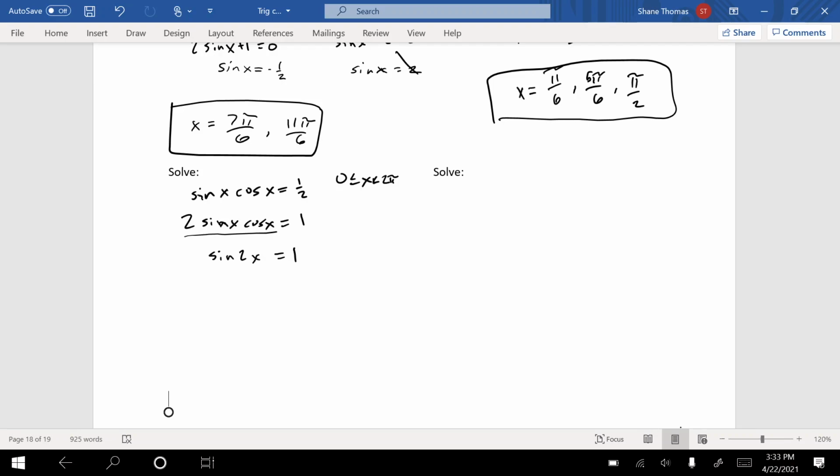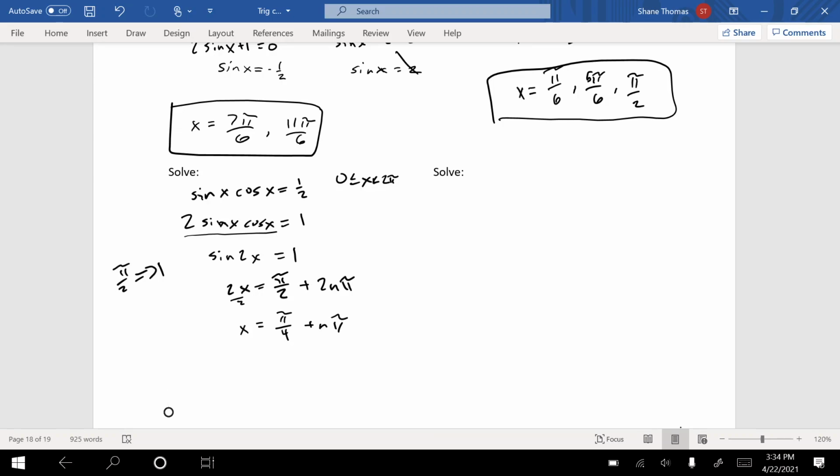Now I have that multi-angle, kind of like we talked about back in the second or third problem we did from this lesson. So this brings me to a point that I know sine is equal to 1 at pi over 2. Okay, so I'm going to keep that same concept. At this time, though, I'm going to get 2x equals pi over 2, just like we did before, plus 2n pi. Okay, now we divide everything by 2. That's going to leave me with x equals pi over 4 plus n pi.